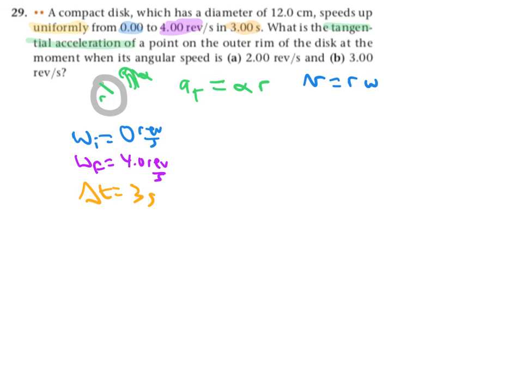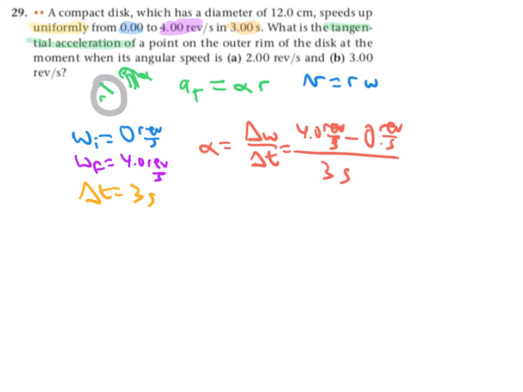So that makes life relatively easy because alpha is delta omega over delta t. So it is 4 revs per second minus 0 revs per second, all over 3 seconds. And then I'm going to do a conversion because I want to be in radians to make everything work out right. So I'm going to say there are 2 pi radians per rev. So let's take care of that up there. And we end up with 8.3775 radians per second squared.